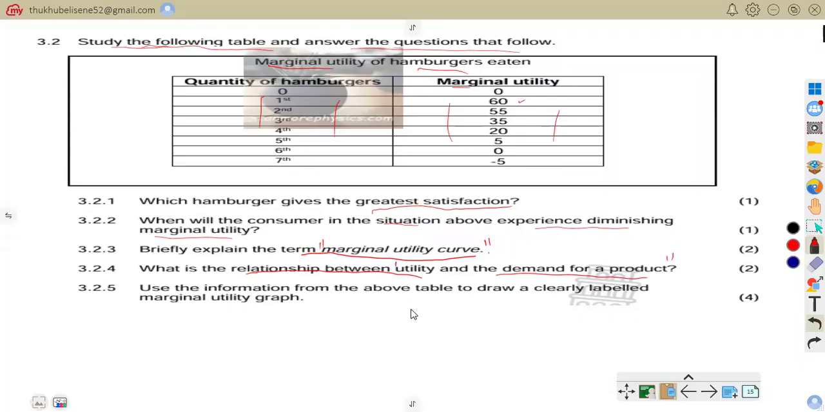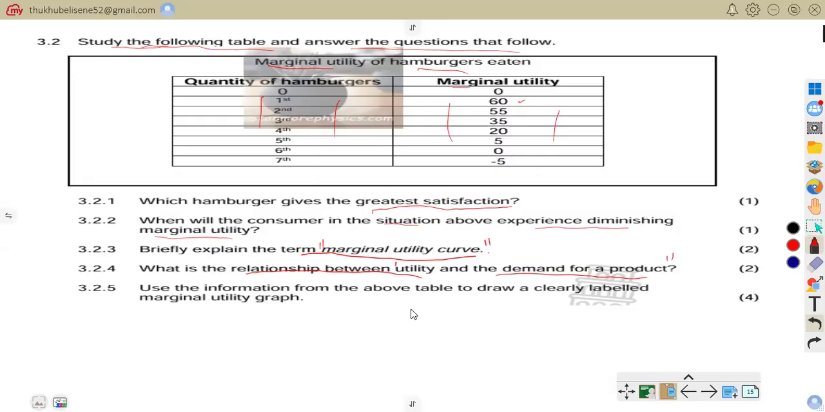When utility is high, that is when you're talking about satisfaction, demand is high. There is a direct relationship. When utility decreases, demand also decreases. So you see why I'm saying there is a direct relationship.